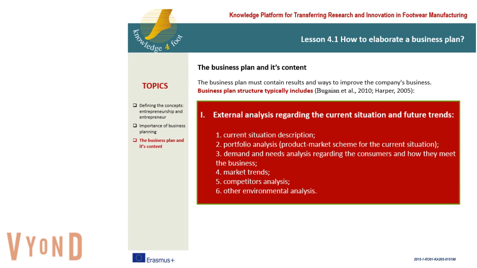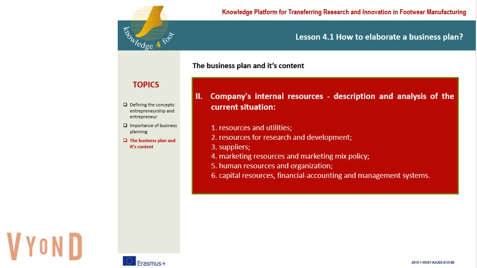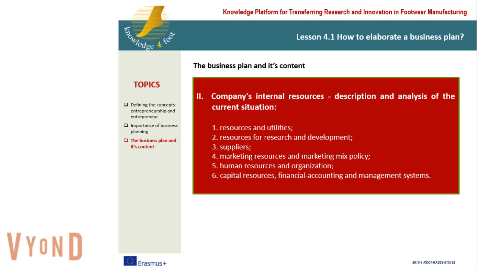Business plan structure typically includes external analysis regarding the current situation and future trends, current situation description, portfolio analysis, product-market scheme for the current situation, demand and needs analysis regarding the consumers and how they meet the business, market trends, competitors analysis, other environmental analysis, company's internal resources, description and analysis of the current situation. Resources and utilities, resources for research and development, suppliers, marketing resources and marketing mix policy, human resources and organization, capital resources, financial accounting and management systems.